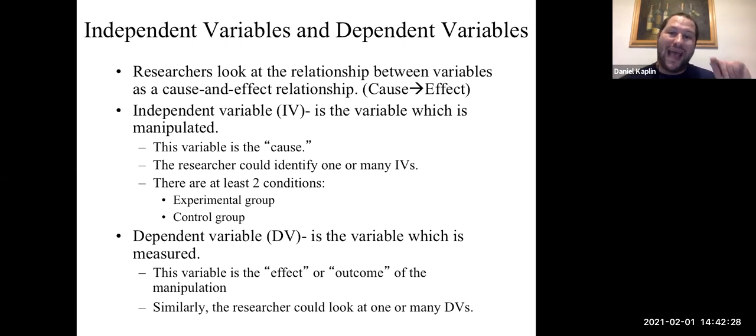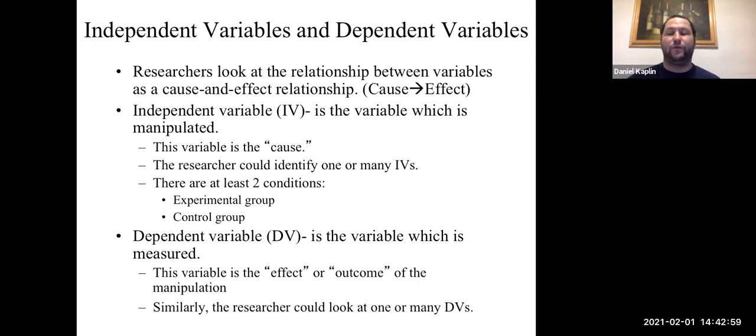Now, at a minimum, for an independent variable to be a variable, as I said earlier in the lesson, you have to have two or more levels or conditions. So in a basic experiment, the independent variable has at least two conditions: the experimental group that gets the manipulation or treatment, and the control group that gets nothing and serves as a comparison. The dependent variable is a variable you measure.